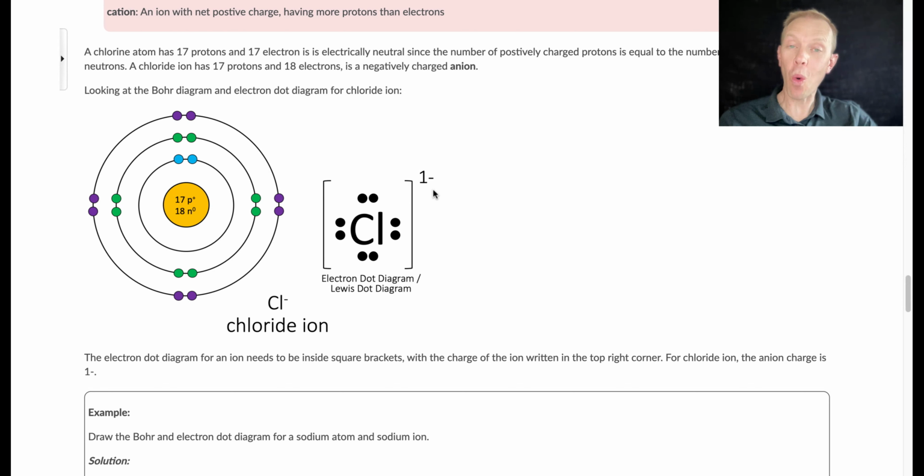So since we have one more electron than we usually do in the atom, it's going to have a charge of 1 minus. Notice that for negative charges, chemists always put that negative sign after the number. It's weird, it's kind of different, but that's what chemists do for electrical charges. So a chloride ion has an overall net charge of 1 minus. So that's how we draw electron diagrams and a little bit of an explanation of how atoms and ions differ.